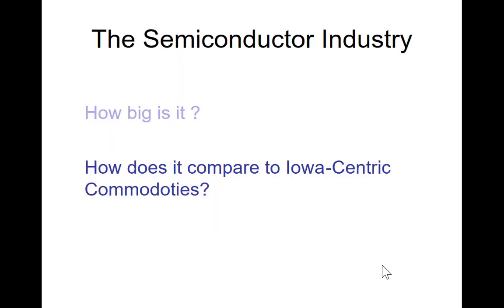Let's look at how it compares to Iowa-centric commodities. What are Iowa-centric commodities? What are the commodities that Iowa is best known for? Corn and soybeans. How many people have a farm background or rural background?